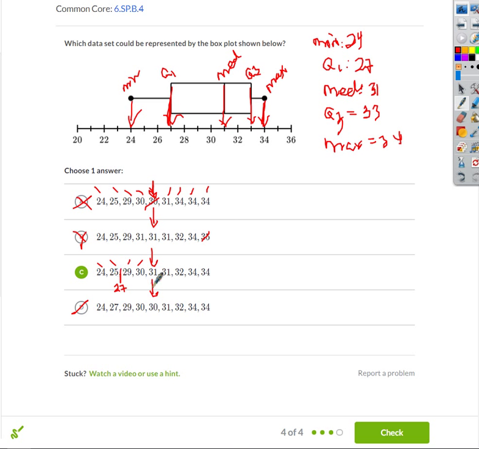And Q3, if I go here, between 32 and 34 is the number 33. All I'm doing is finding out what number is in between. I could have added them together and then divided by 2, and you'd have gotten the same answer. So that's really all you have to do. So we're confirming that the answer is C.